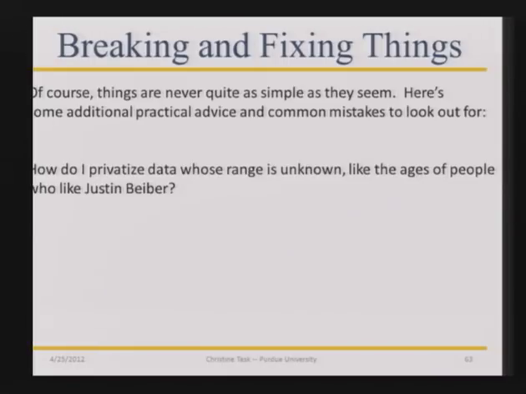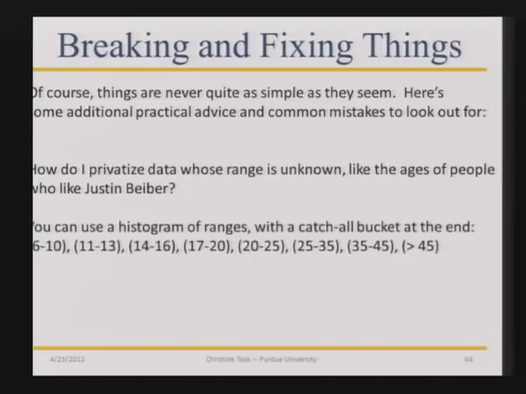How do you privatize data whose range is unknown, like ages of people who like Justin Bieber? So one approach to that is to use a histogram. And if you don't know the range, because we use histograms for everything, you can go ahead and have a bucket at the end that says older than 45, or everything else goes here. That's okay, now we're safe again. It only has a sensitivity of 1.